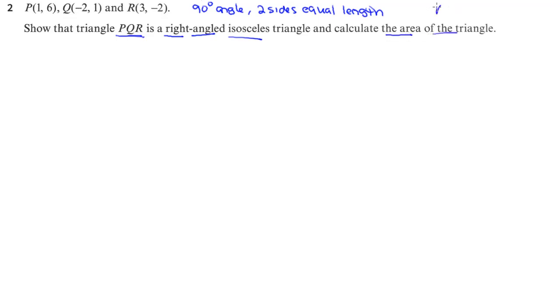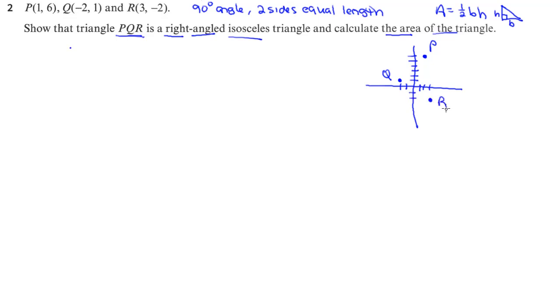Calculate the area. To calculate the area of a triangle, it's 1/2 base times the height, especially if it's a right triangle. So all I've got to do now is find the lengths of all three sides and then show that two of them are the same. And then I'm probably going to use the Pythagorean theorem, a squared plus b squared equals c squared, to prove the three sides create a right triangle.